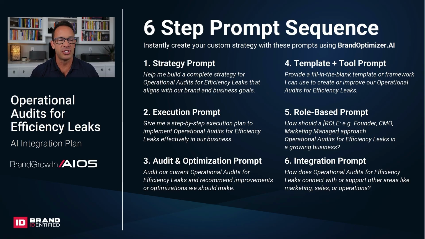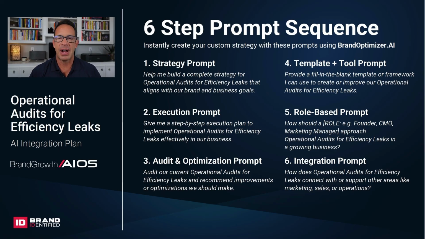Prompt number 2 here, this is your execution prompt, and that is: give me a step-by-step execution plan to implement operational audits for efficiency leaks effectively in our business. Prompt number 3, this is your audit and your optimization prompt, and that is: audit our current operational audits for efficiency leaks and recommend improvements or optimizations that we should make. Prompt number 4 here, this is your template and your tool prompt, and that is: provide a fill-in-the-blank template or framework that I can use to create or improve upon our operational audits for efficiency leaks.